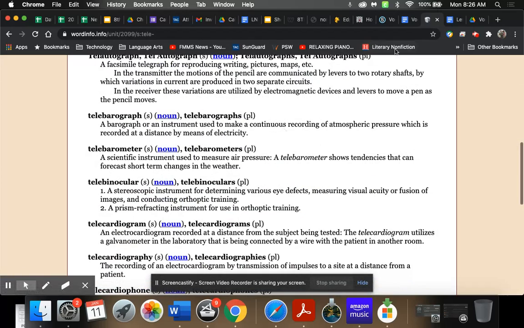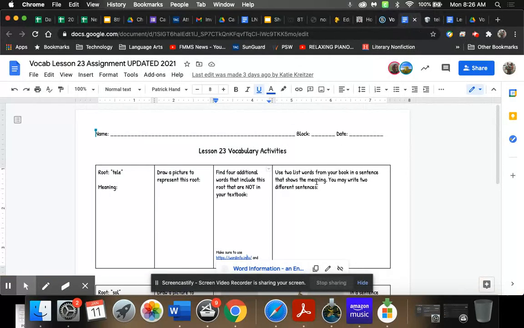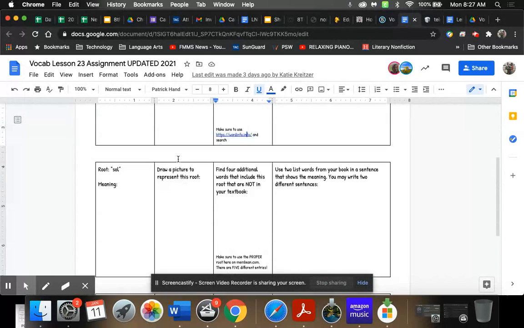So you will pick your 4 to put here. You do not have to put the definition. You just put the 4 words. Reminder, with the words here, you need to show that you understand. So if you're going to use telescope, don't just say, I like telescopes. Tell me what a telescope can do. You say, I like telescopes because I can see the moon from far away. And then that would be better. Again, draw a picture. Same thing.